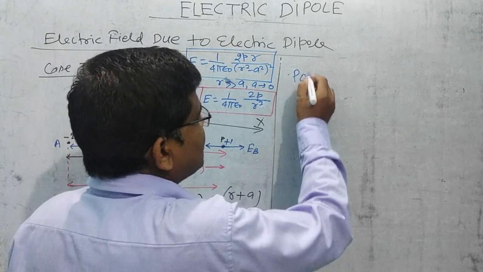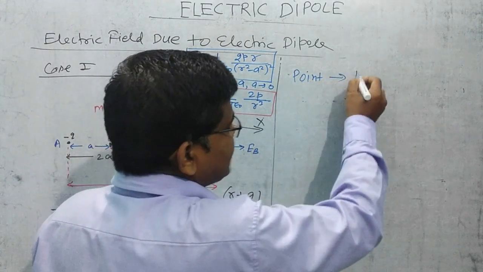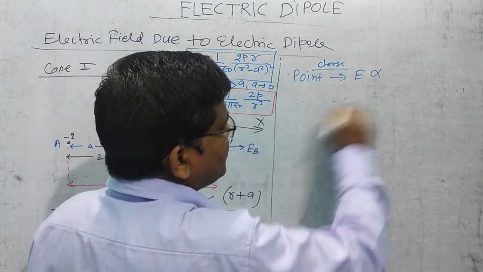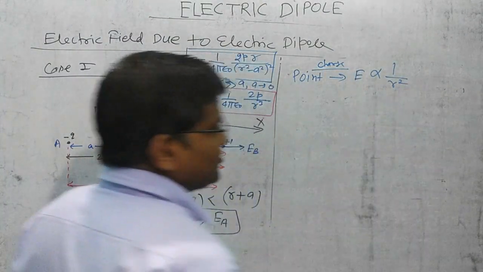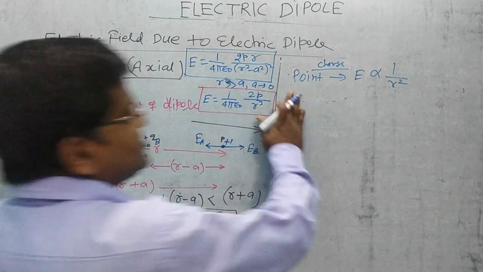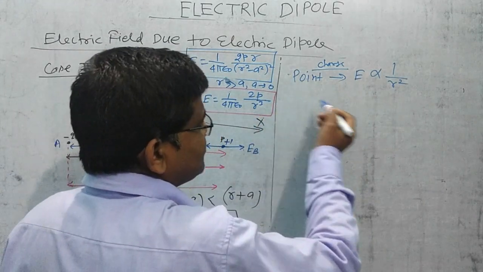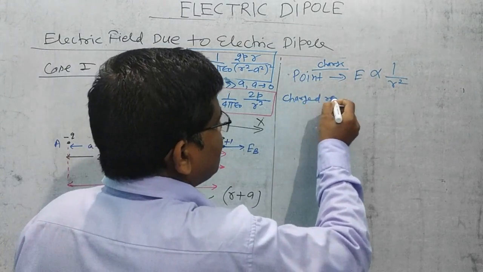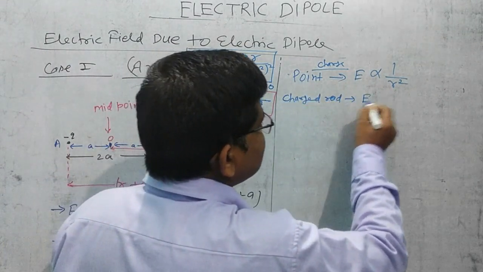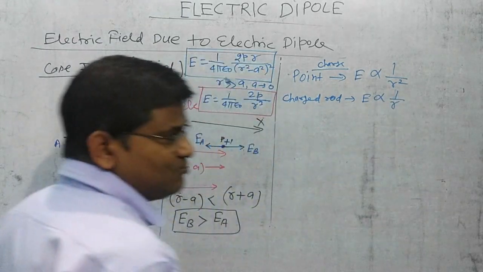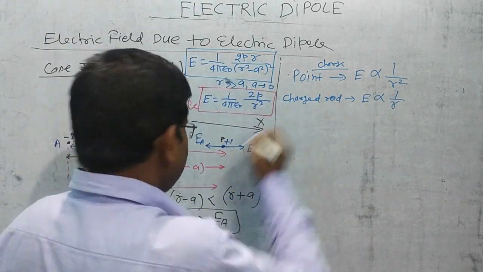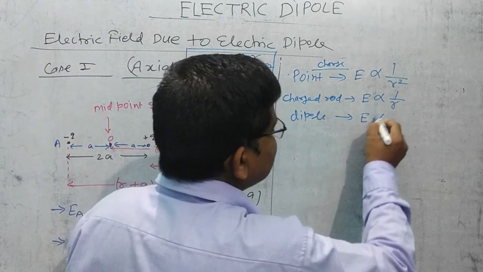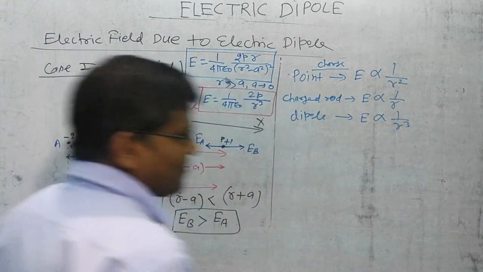Due to point charge, electric field is inversely proportional to R square. Just you read about the rod, charge rod. There electric field is inversely proportional to R. And here, for the dipole, electric field is inversely proportional to R cube.